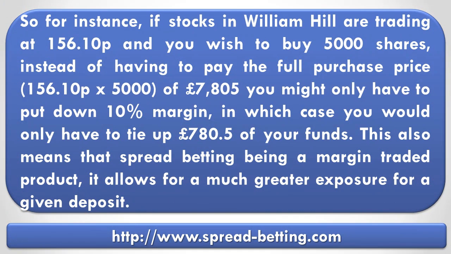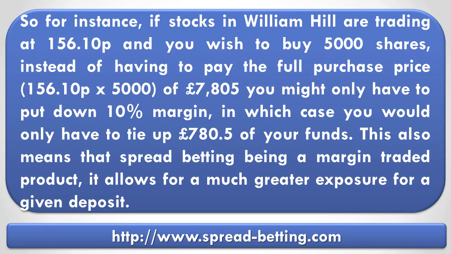So for instance, if stocks in William Hill are trading at £156.10 and you wish to purchase 5,000 shares, instead of having to pay the full purchase price, which would amount to £7,805, you might only have to put down 10% margin, in which case you would only have to tie up £780 and 5 pence of your funds.